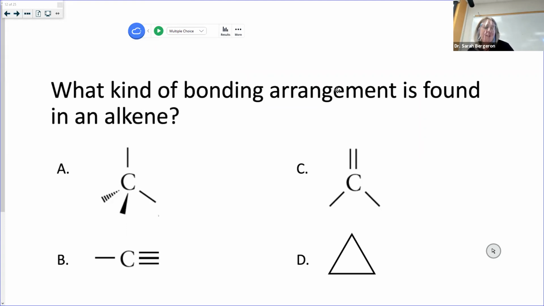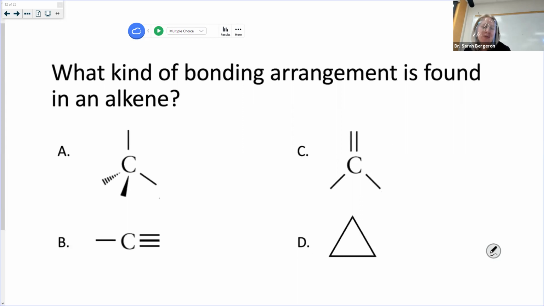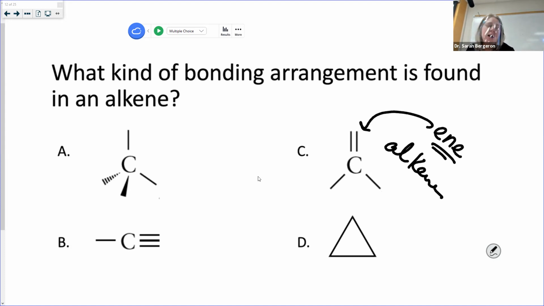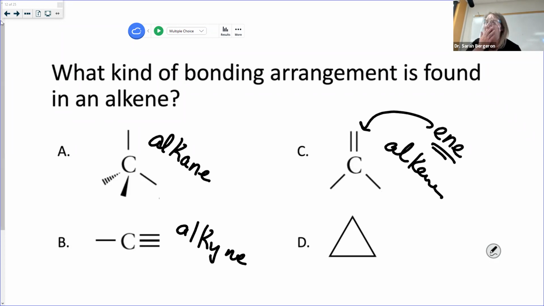We definitely went up. So now that everybody knows that we have an alkene in answer number C, this is an alkene. Why is it an alkene? E-N-E for the double bond. Okay, tell me about A. Alkane. Tell me about B. Alkyne. And tell me about D. Cycloalkane. A-N-E. Yeah? Okay.